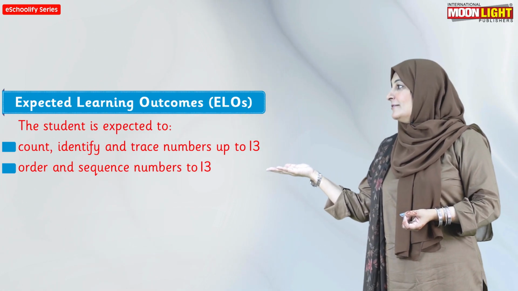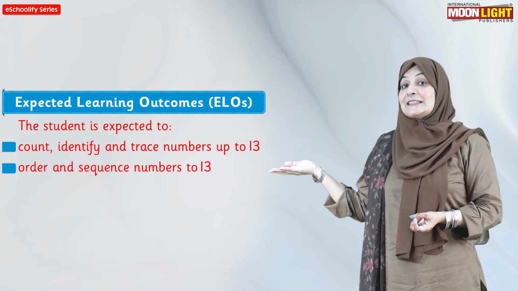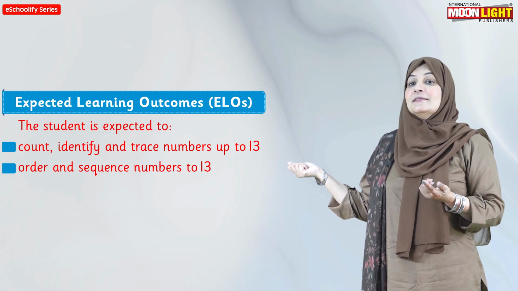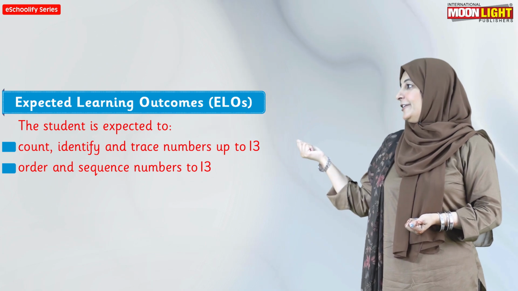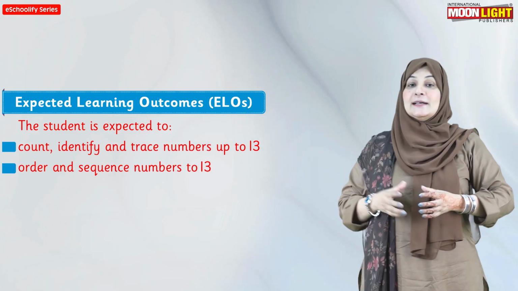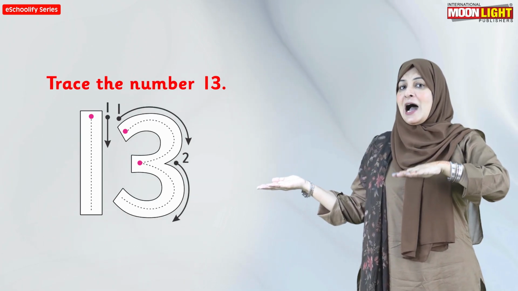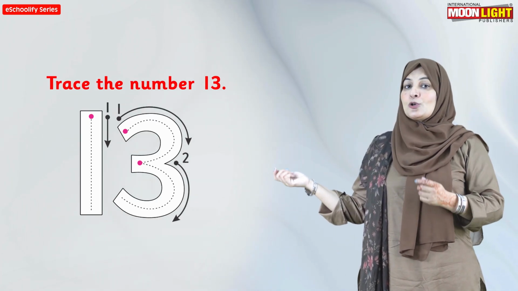Very good. Look over here. Our today's number is number 13. And what are the expected learning outcomes? The student is expected to count, identify, and trace numbers up to 13. Order and sequence numbers to 13. So, first of all, we will develop the sense of counting. How to count. After that, how to identify, how to trace. Get it?